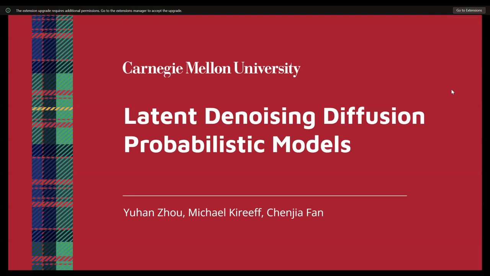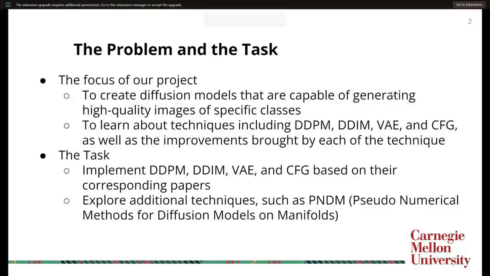Hi, today we're talking about latent denoising diffusion probabilistic models. So the focus of our project is to create a diffusion model that is capable of generating high quality images of specific classes. In order to do that, we will incrementally implement a series of techniques, including DDPM, DDIM, VAE, and CFG, and we will learn about what improvements each of these techniques will bring to our model.